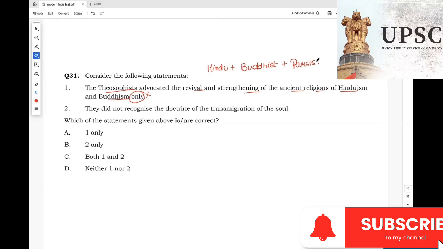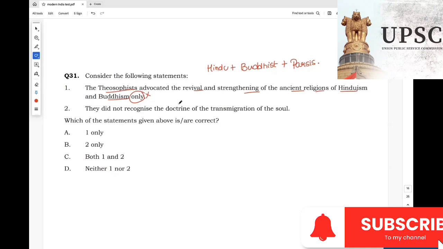Now, why do Theosophists believe in these things? Because first, these three are very old religions, almost 2,500 years old, and even beyond that. Secondly, all these three religions believe in reincarnation theory, right? Transmigration of soul. That is, a soul after the death of a person will leave his body, go into the universe, and wait for the next birth. Rebirth, transmigration of soul. That's how the cases are, right?